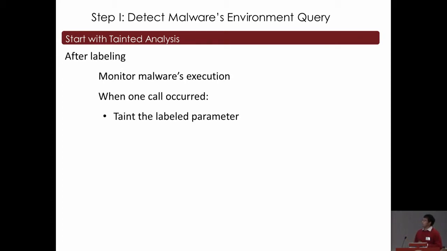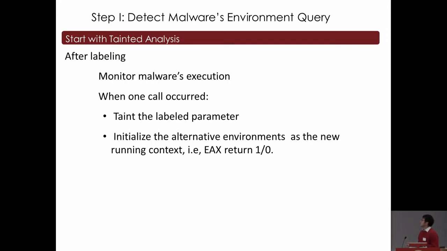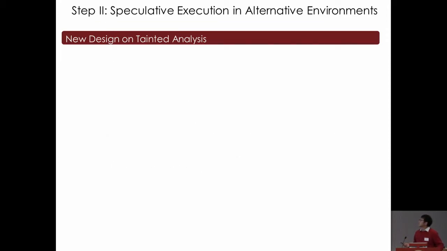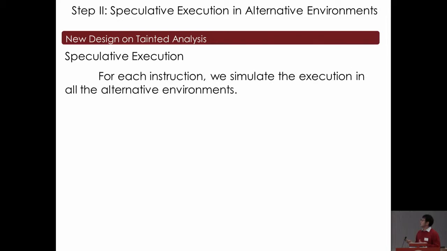Basically, when a call occurs, we taint the labeled parameters and initialize the environments as the new running index. For example, in the previous example, one context is EAX equals 1, and another context is EAX equals 0, and we start taint analysis. The taint analysis here uses a different technique, which we call speculative execution. Speculative execution means that for each instruction, we simulate the execution in all alternative environments.